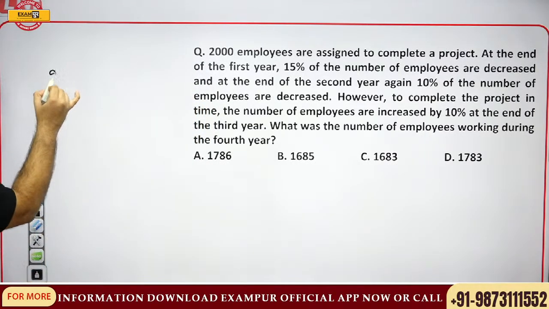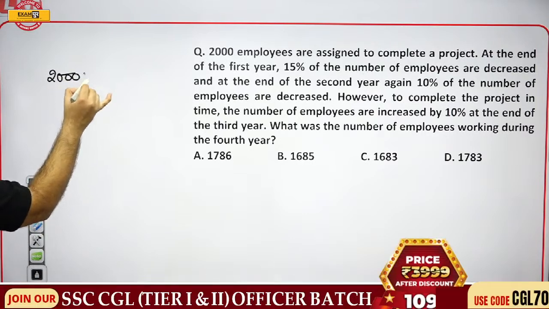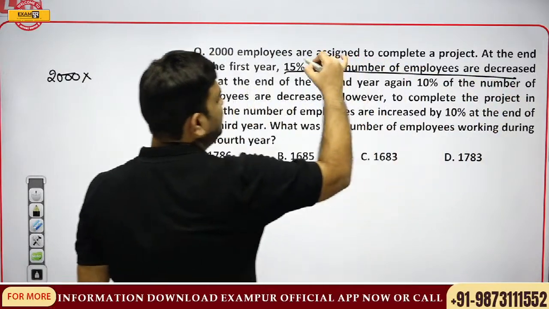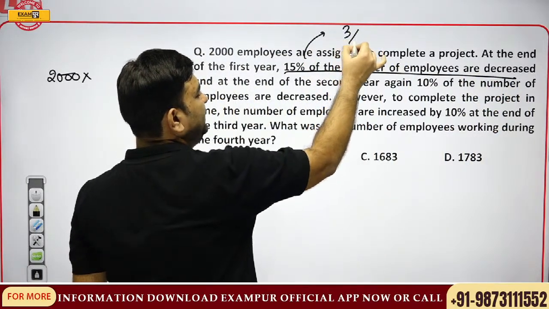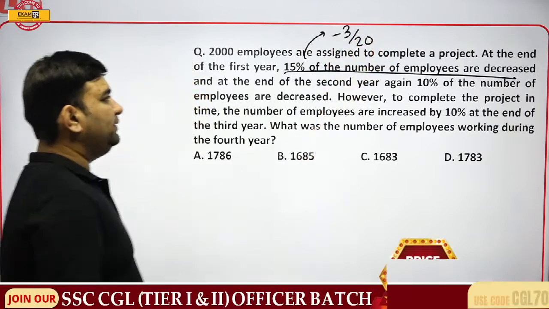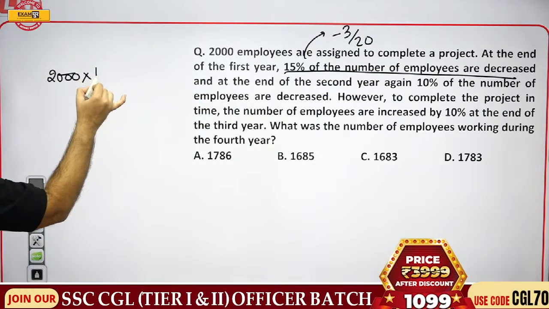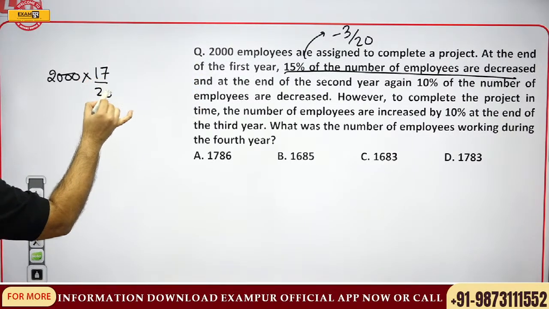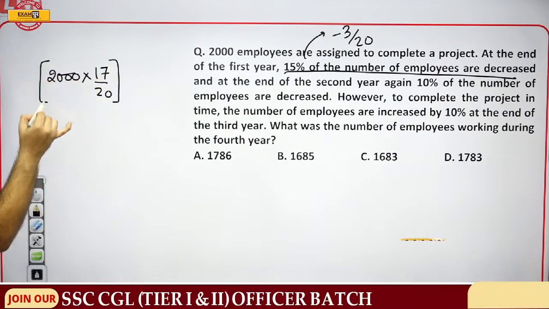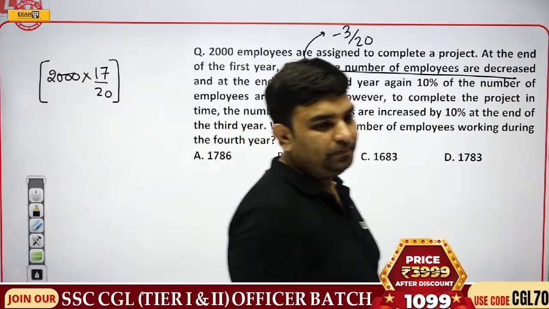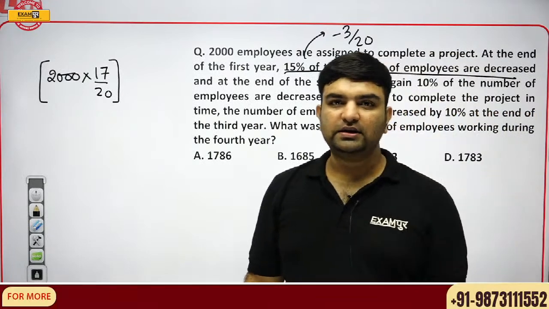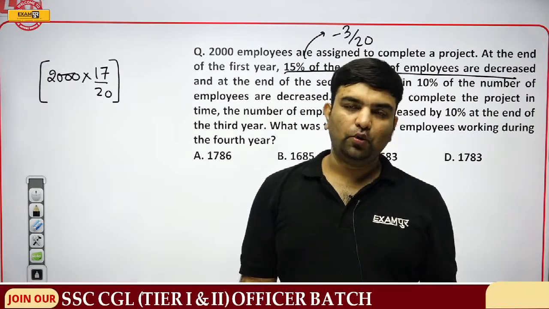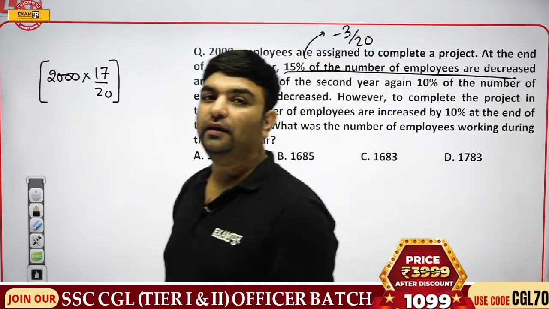Initially, there were 2,000. Then 15% decreased. 15% is 3 by 20, a decrement of 3 over 20. So how much remained? 20 minus 3, 17 by 20. Because the thing which is important to us is how many remained. So 3 decreased over 20, so 17 by 20 remained.